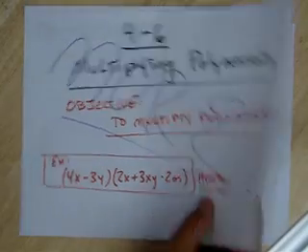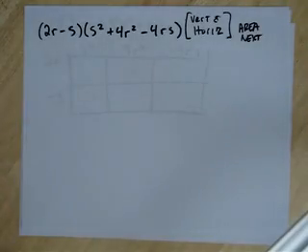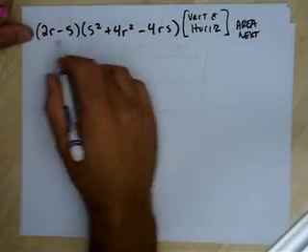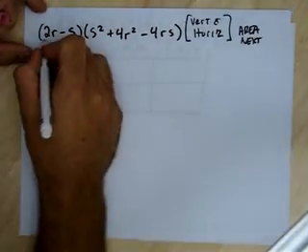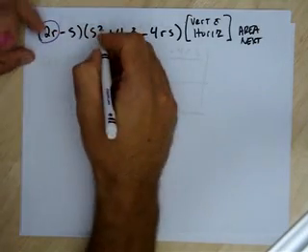We're going to do some more multiplying polynomials, a couple more examples. I'm going to do some vertical, horizontal, and area, just so you can see all the different ways. So here we go. I'm going to do some double distribution here. Distribute the 2r first. So I'm going to concentrate on that.